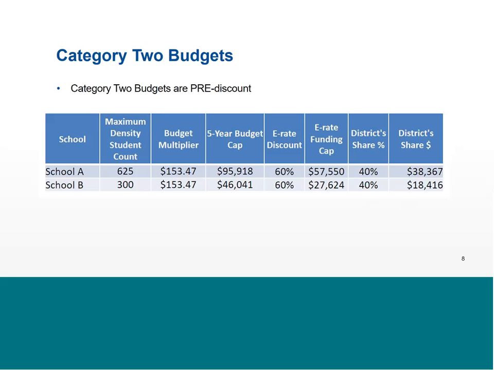Use the link that Sue just put in the chat box. That'll take you to USAC's website, and that tool is more up to date. It shows any committed Category 2 funds from funding year 15, 16, 17, and now 18. If your applications have been processed for 18, which hopefully most of yours have, it'll show all of those funding years. And so you would take that amount and subtract it from your total budget to see what's remaining.